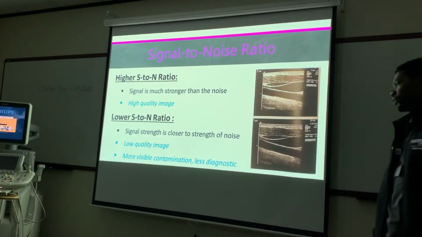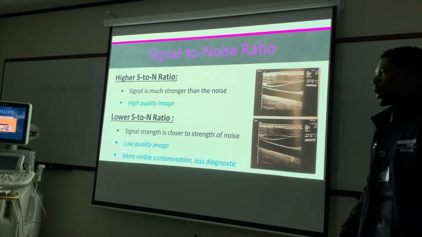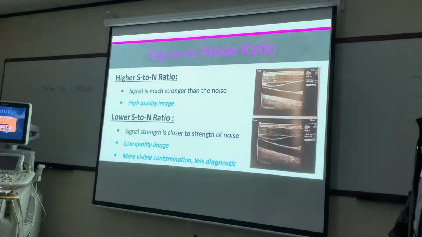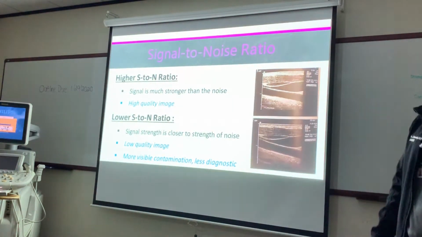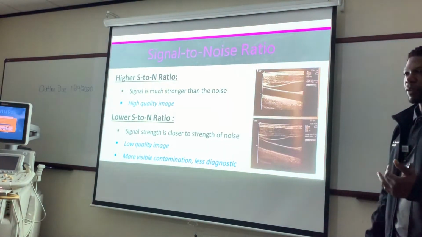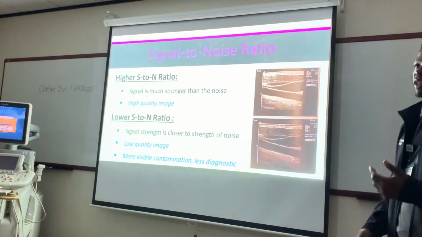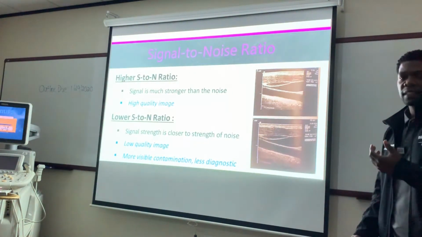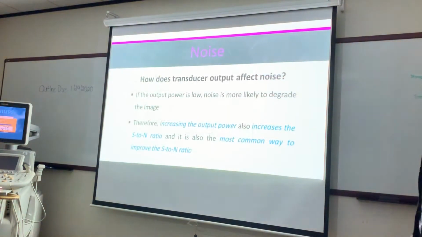So low signal to noise ratio is associated with low quality, and you can see the contamination a little bit more. Okay, so we don't want contamination, but we want nothing but meaningful information. Even when we know that's kind of avoidable, right? We're always going to have some sort of noise associated with our images because we get those low-level reflected sound waves. All right.